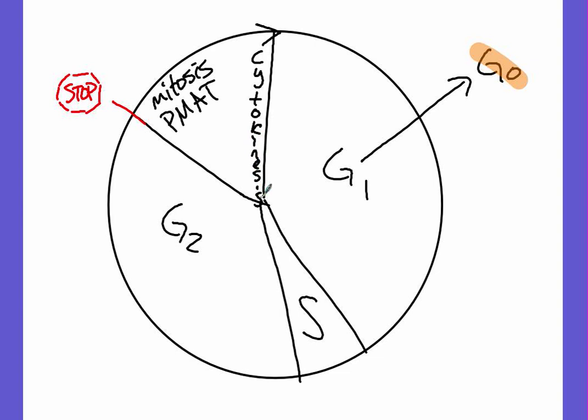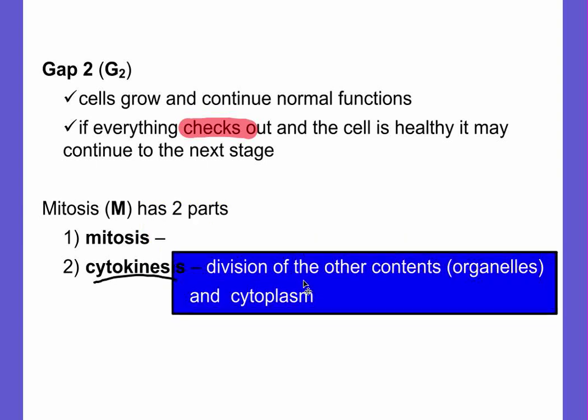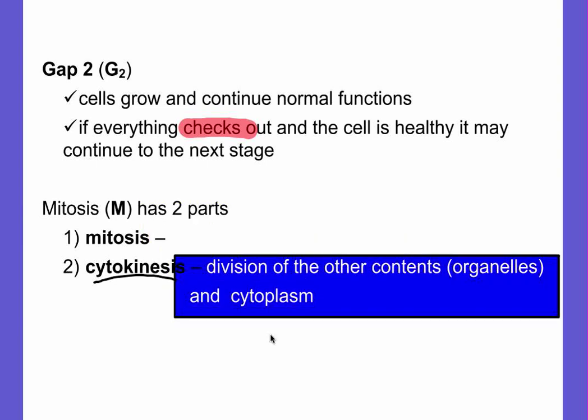If you can't read how I wrote that there, it is on the next slide. Cytokinesis is the division of the rest of the stuff in the cell, the other contents, your organelles, the cytoplasm, that kind of stuff. So you have to divide the nucleus first, so you have 2 nuclei with complete DNA in each, and then you can divide the cell, then you have 2 new cells.